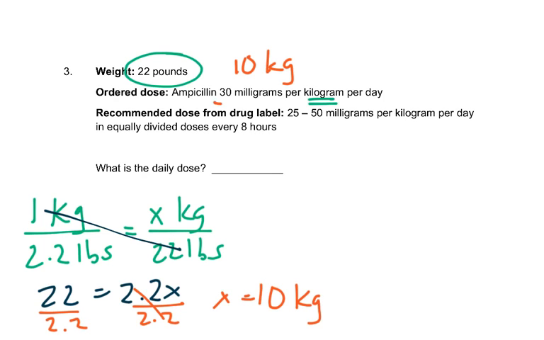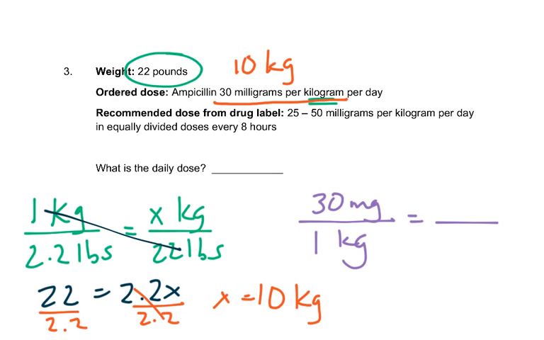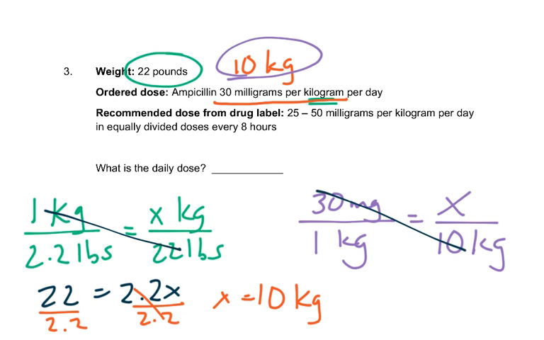So this says 30 milligrams per kilogram. So we're going to use that to write another fraction. 30 milligrams for 1 kilogram. We'll put an equal sign between them. We know that we have 10 kilograms. We're going to put that on the bottom across from the other kilograms, but we're trying to find the milligrams. So we'll cross multiply again here. 30 times 10 is 300. 1 times x is x. And this, remember, we're trying to find milligrams. So we just found that we have 300 milligrams per day. So that's the daily dose.